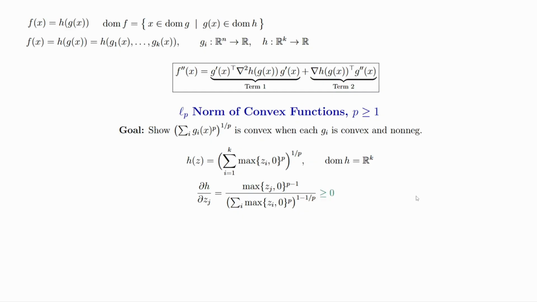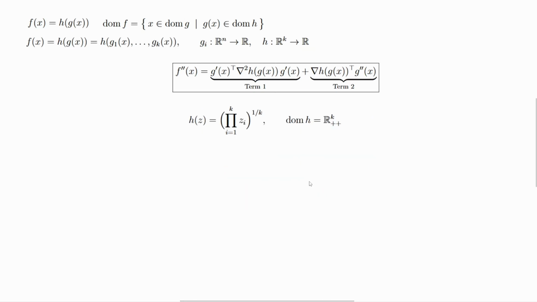And here I have just shown that h is non-decreasing in each argument. Here in our context, each g_i is convex and non-negative, so that means that the L^p norm of this convex function is also convex. So lastly, let's look at the geometric mean. So we take some k-dimensional vector, we find the geometric mean, and we ask, what is the convexity after applying this geometric mean to this vector z?